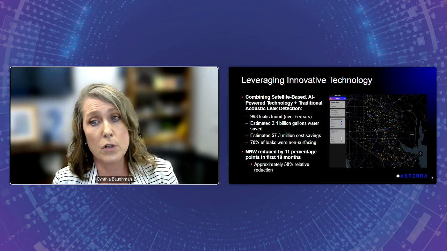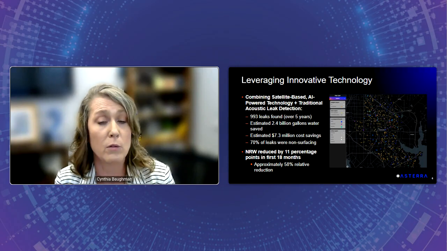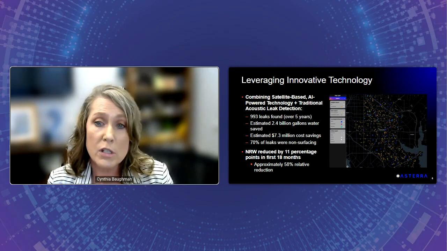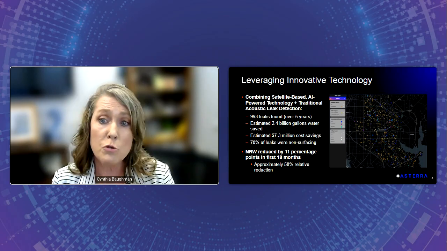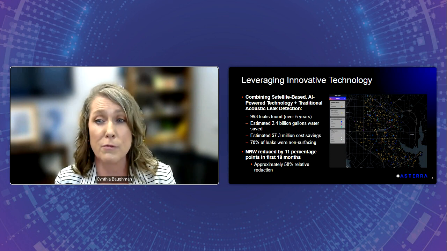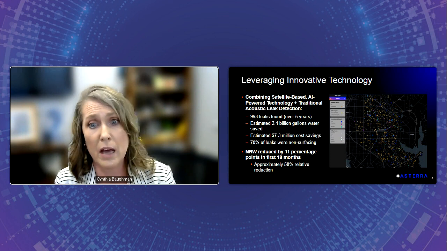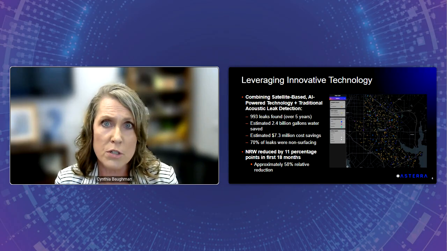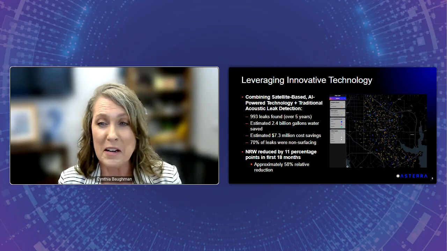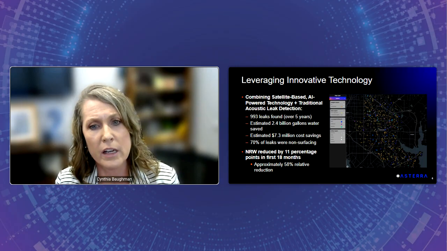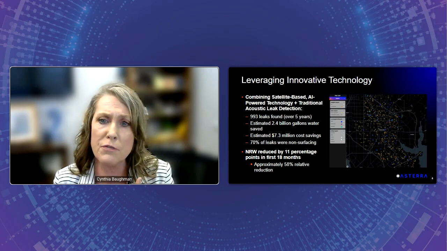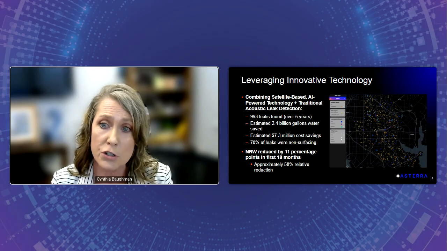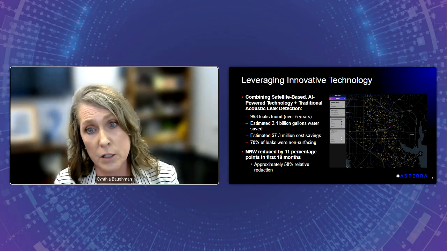And to date, over the last 5-year period, we have found nearly 1,000 leaks. You see 993 leaks in our system. Those leaks have been estimated to be about 2.4 billion gallons of leaking water that we found at an estimated savings of $7.3 million. So those results speak for themselves. The satellite survey really helped our actions in the field narrow down where we needed to search for problems and what needed to be repaired.